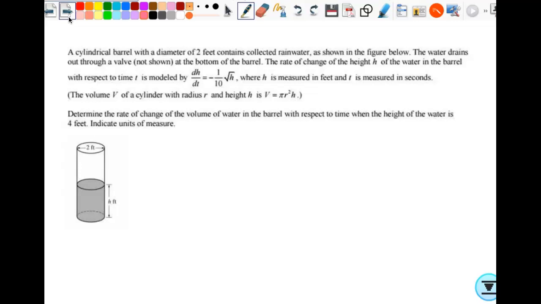So guys, I call these story questions. I don't call them word problems. I call them story questions. At least 3 of your free response questions will be story questions. Cylindrical barrel with a diameter of 2 feet.